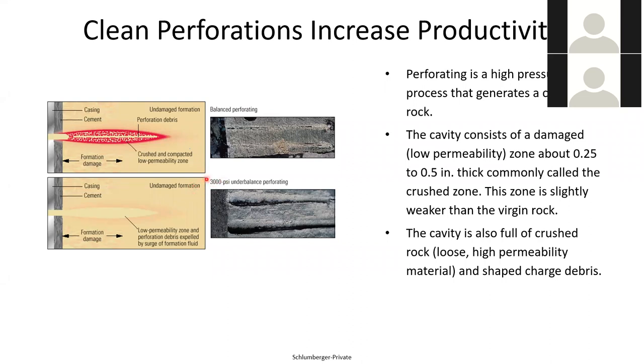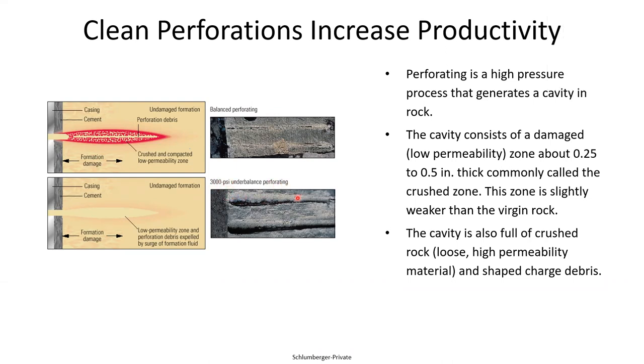Then we have perforated these tunnels with an underbalance, meaning that the wellbore pressure is lower than the formation pressure, in this case 3000 psi underbalance. And we can see a very clearly defined tunnel, okay? And the idea is that we remove this crushed zone that initially will have a low permeability, and we are also able to remove the debris, as much debris as we can, from the perforation cavity.